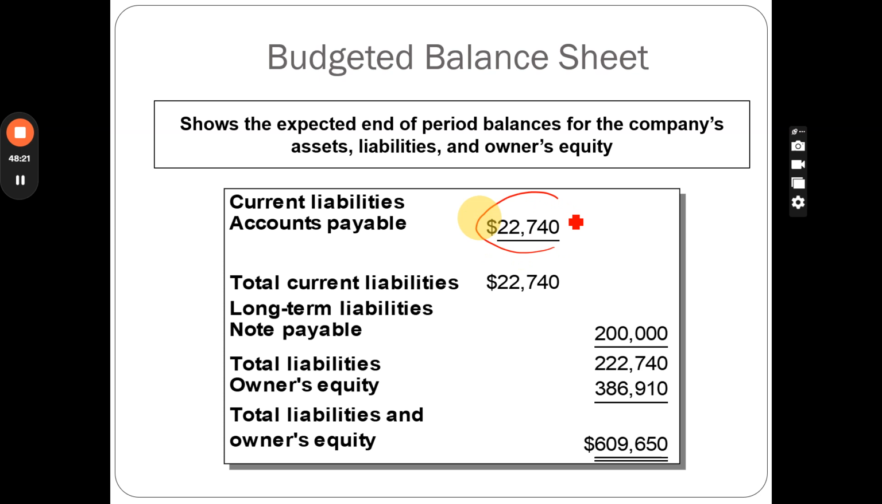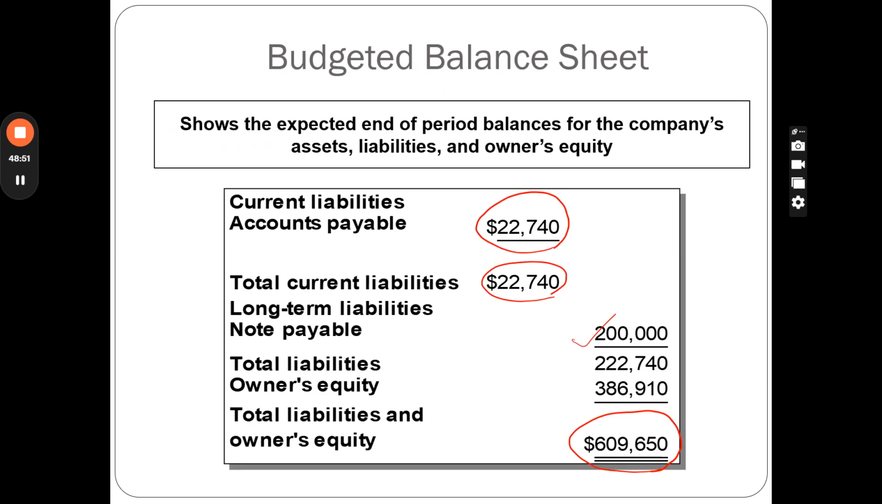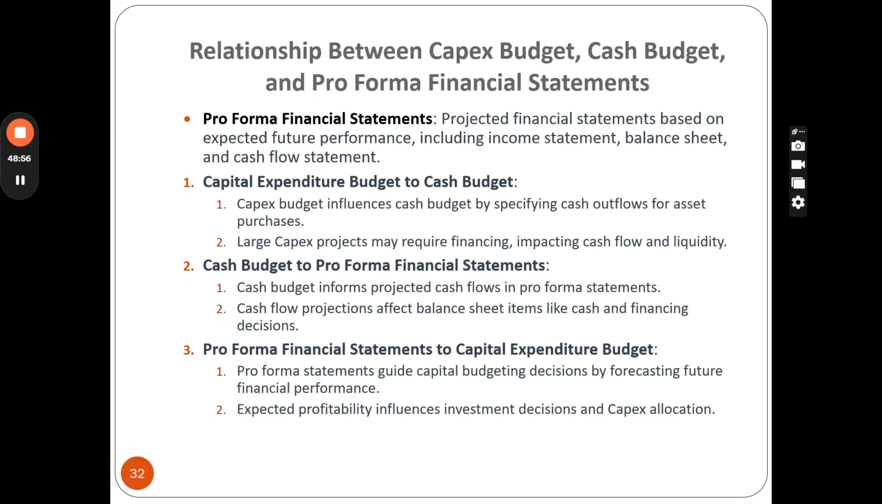So everything is related. So this accounts payable is related to your purchase budget, and this is your total current liabilities, and again you have long-term liability, notes payable, this is all an assumed amount, and you have 609,650 as your equity and liability. Okay, so this is how we will prepare a complete budget.